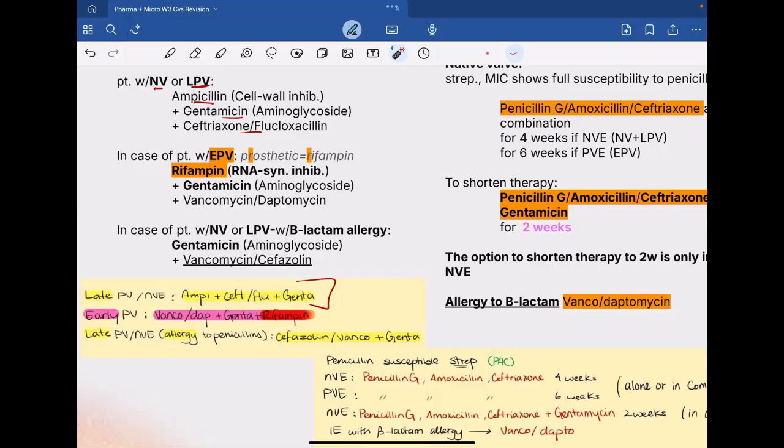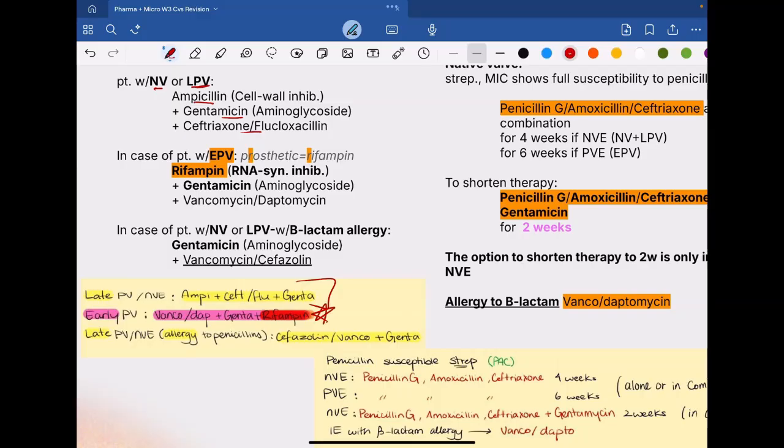In case of a patient with early prosthetic valve, just think of prosthetic valve, you're gonna give rifampin. Rifampin is an RNA synthesis inhibitor. You're gonna give them as well gentamicin and vancomycin or daptomycin. So early PV, you're gonna give vanco or dap with genta and rifampin. Just rifampin is a very important one here.